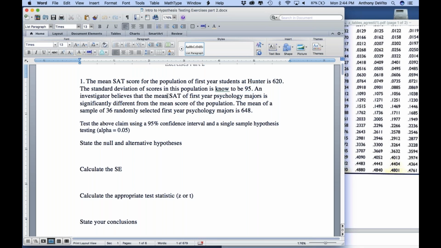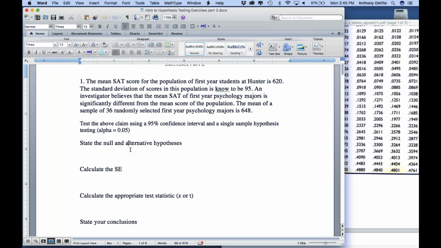An investigator believes that the SAT score of first-year psychology majors is significantly different, didn't say higher or lower, significantly different than the mean score of the general population, of the entire population. He takes a sample of 36 randomly selected first-year psych students and finds that their score is 648.